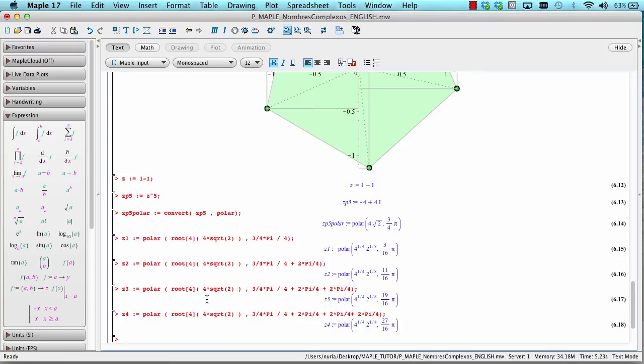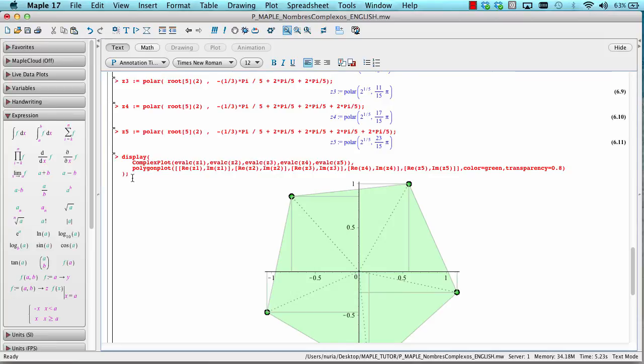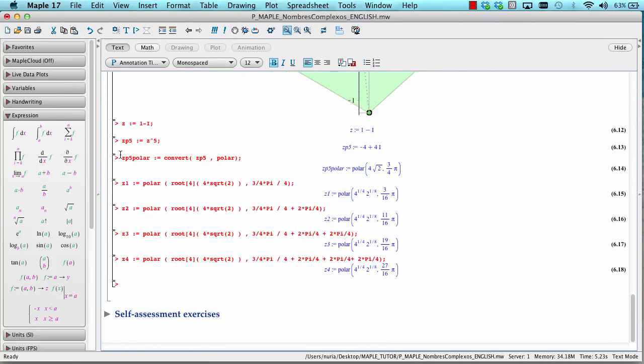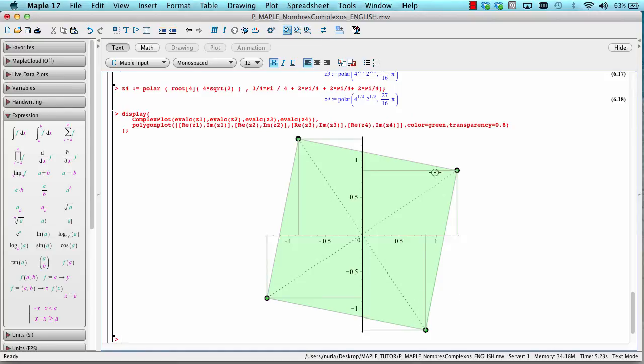Now that you have it, if you want, we can also make a plot. And what do we have to obtain? Remember that we have to obtain a square in this case. So we remove Z5, and you see that we obtain a square. When I'm talking about pieces of pie or cake, it's because you have to divide the full circle into 4 places, since we are computing fourth order roots.